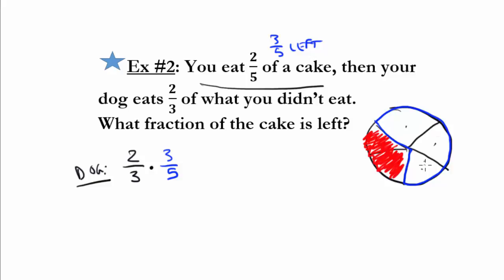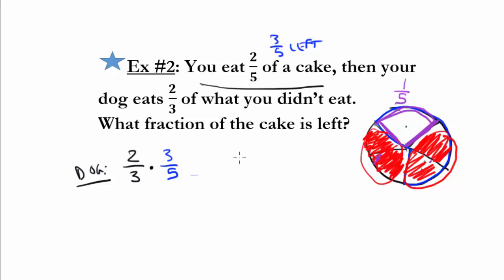So the dog comes in and eats 2 out of those 3 pieces. So this was you, this is the dog, and now what's left over? Well, what's left over is nothing more than this piece of pie, which is 1/5. So 1/5 of the cake is left over after you eat some and the dog eats some.